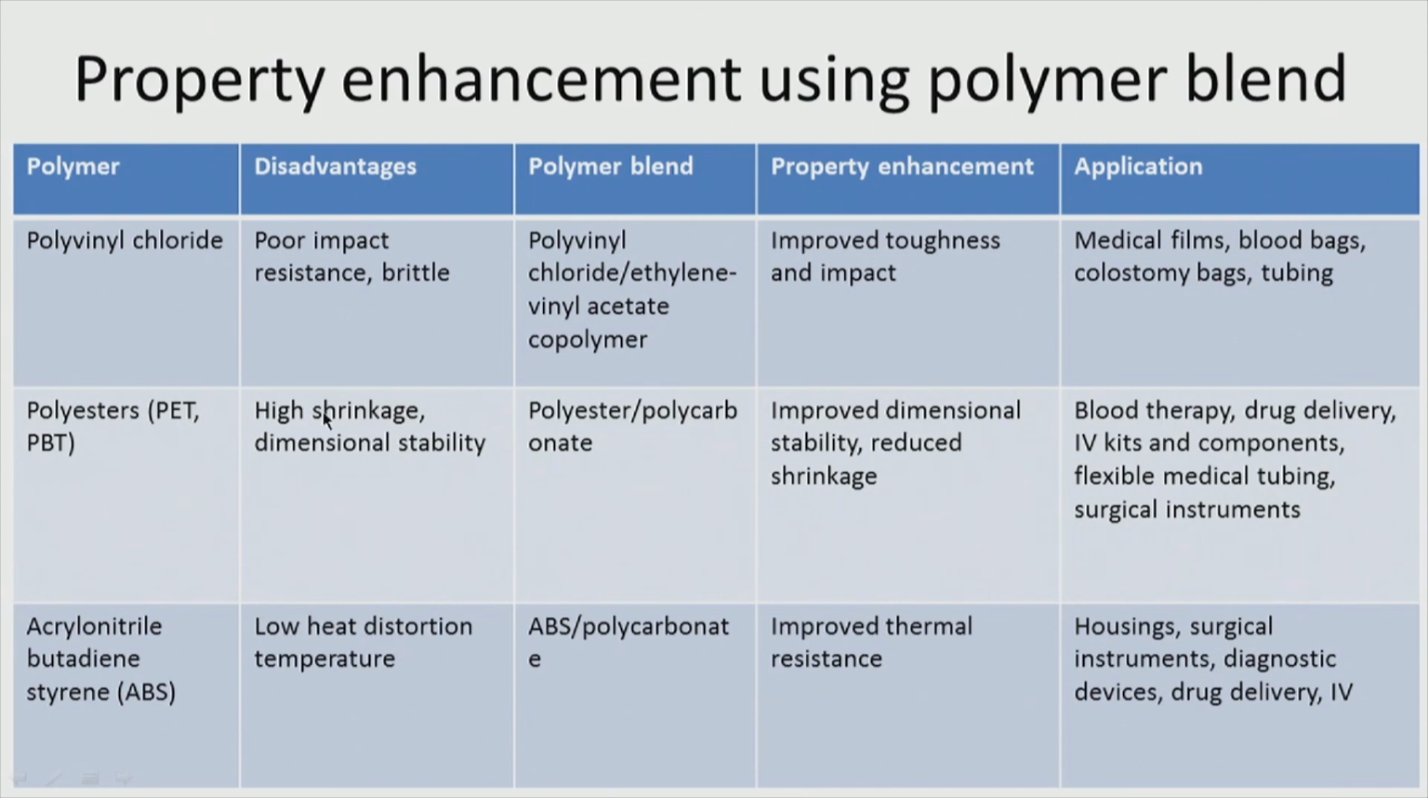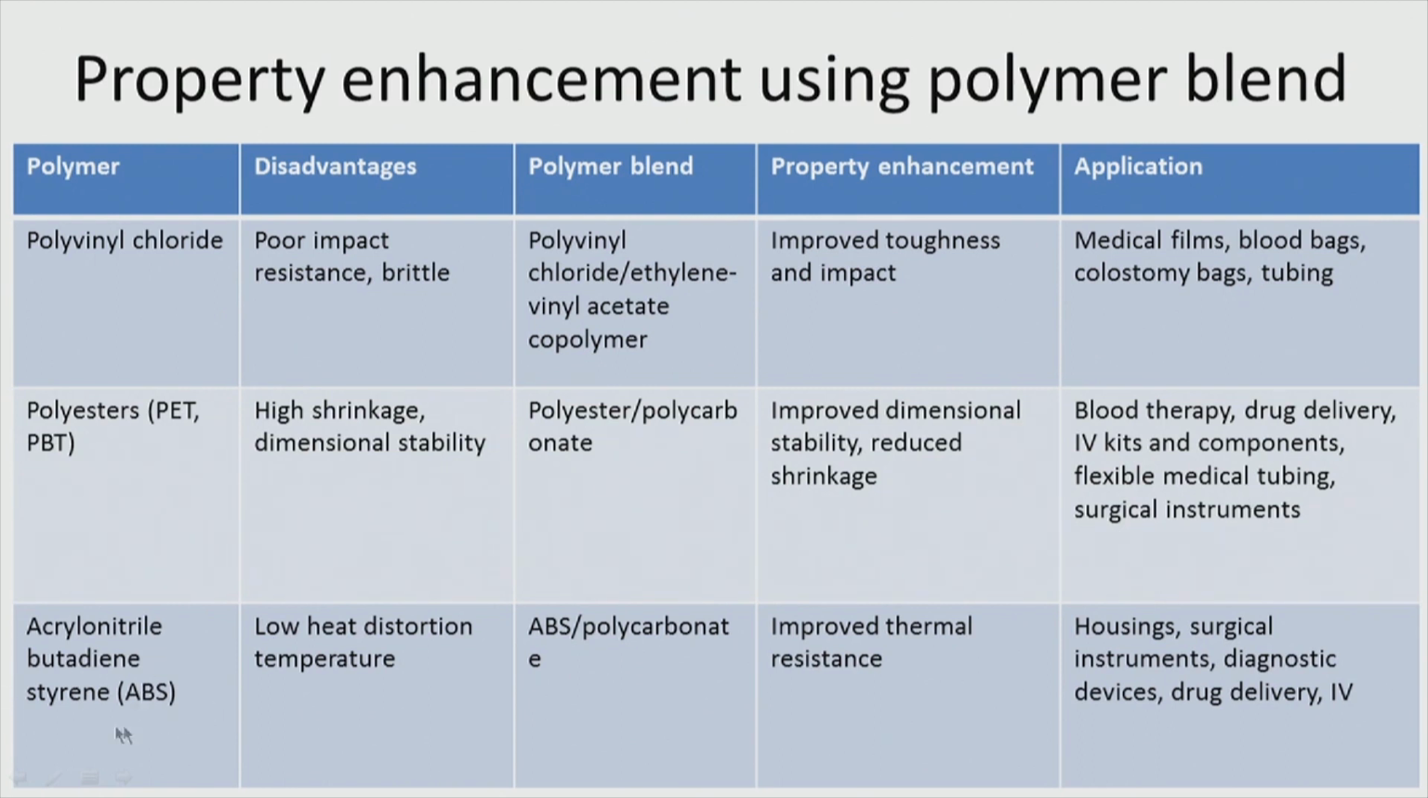Polyesters, okay, shrink, they have problems maintaining their dimensions. So, when you add polycarbonate, it gives you good stability, it reduces shrinkage, again it is used in blood therapy, drug delivery, intravenous kits, components, flexible medical tubing, surgical instruments, because polycarbonate is very tough. Okay. It is called an engineering plastic, so it can be used for strong applications, surgical.